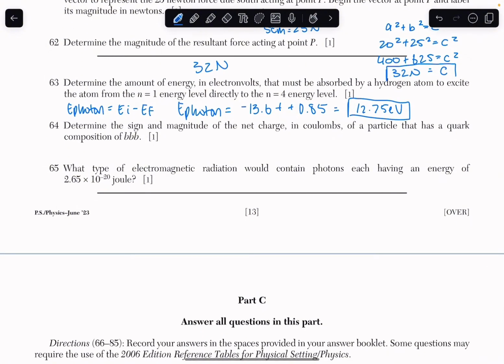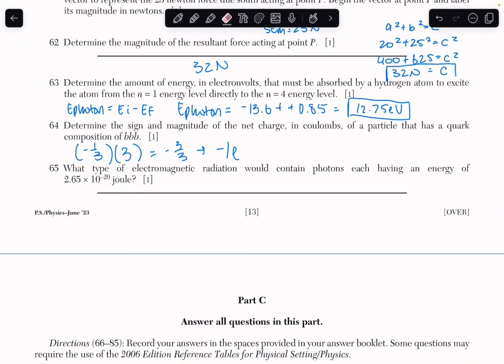64. Determine the sign and magnitude of the net charge in coulombs of a particle that has a core composition of BBB. All you need to do here is go into your reference table and see that the charge of B is equivalent to negative 1 over 3. So if B equals negative 1 over 3, then BBB, which is just 3 B's, is negative 1 over 3 times 3, which is going to equal negative 3 over 3, or negative 1. And what's the charge of something that's negative 1? That's just negative 1 e, which is an electron.